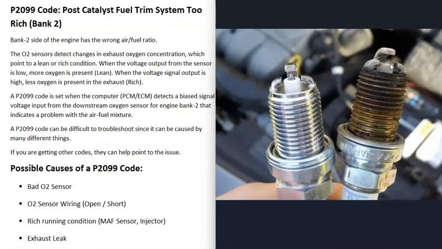So you could pull the spark plugs on bank 2 and check to see if one of the cylinders is running rich and there's some kind of issue going on with one or more of them. And then you can do more troubleshooting from there to see if there is an issue. And like I said before, if you're getting other codes, be sure to pay attention to that. But the next thing that could cause this is a rich running condition.